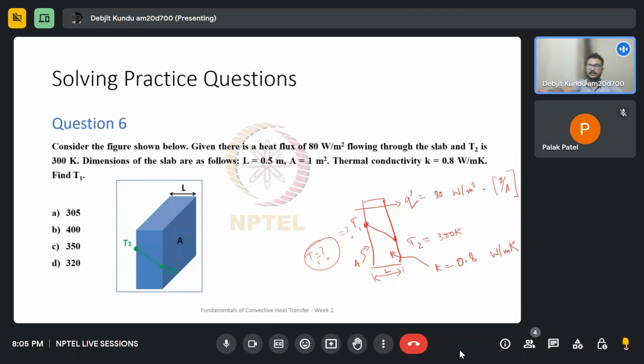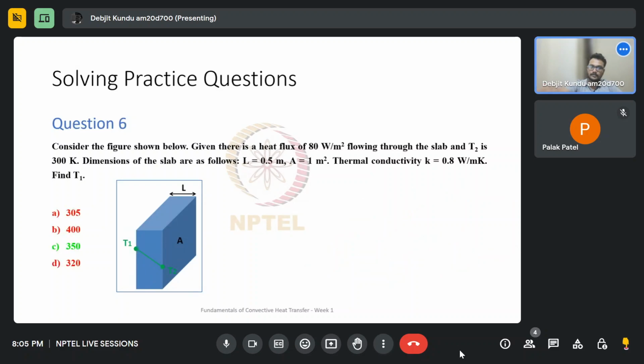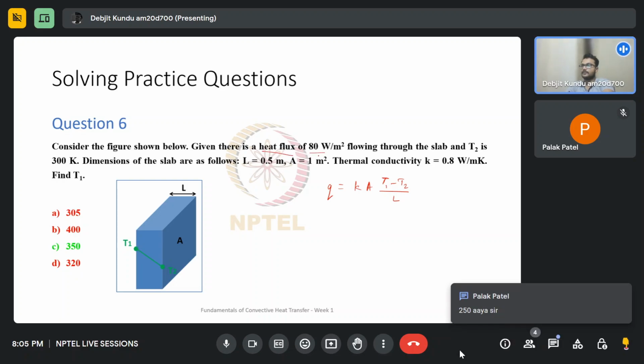Okay, so let's have a look at the solution. It's option C, 350. So we will simply write down the equation of conductive heat transfer. So Q equal to K A into (T1 minus T2) divided by L. Now heat flux is given over here.